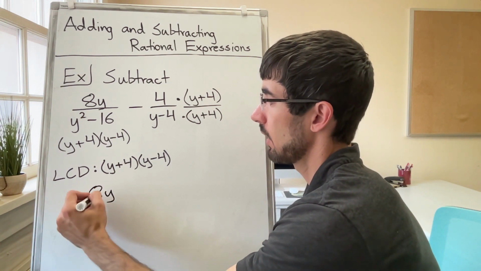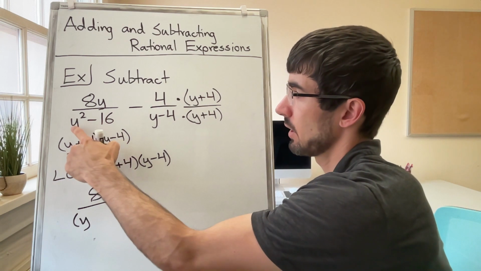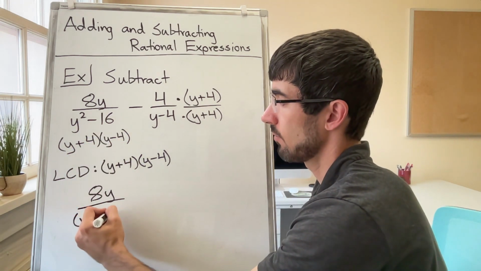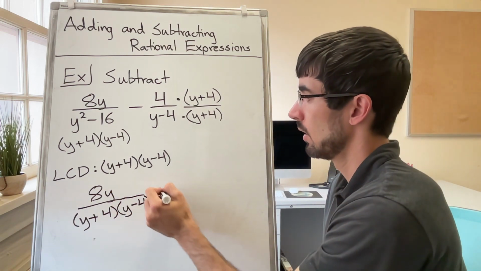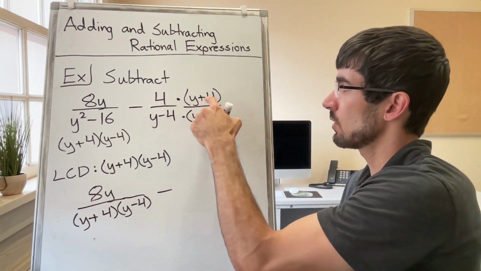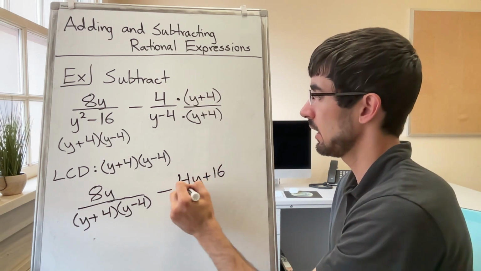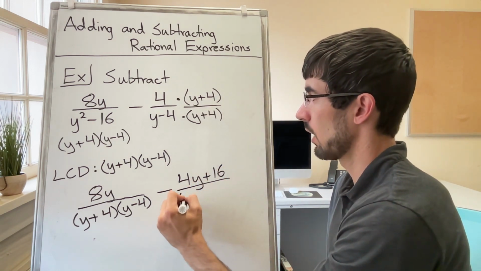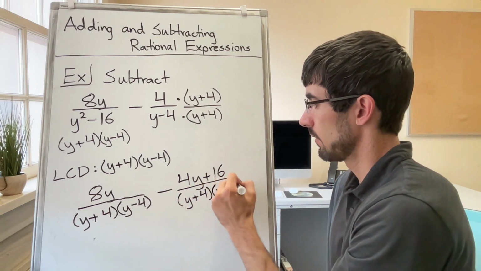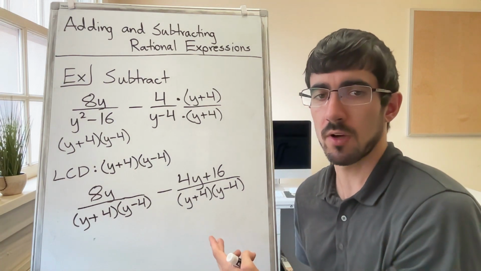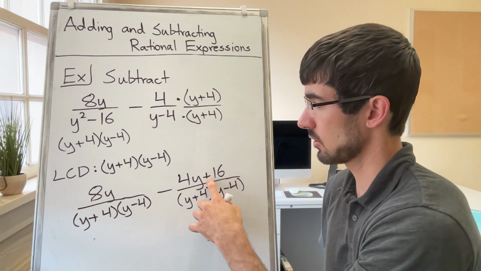I have 8y. Now I can make a choice as to how to write this denominator. I usually choose to write it in factored form. So it's y plus 4 times y minus 4 minus, this is 4 times y plus 4. So this is 4y plus 16 over y plus 4, y minus 4. Now we've written or renamed the fractions to have a common denominator. The final step is just to add or subtract numerators.